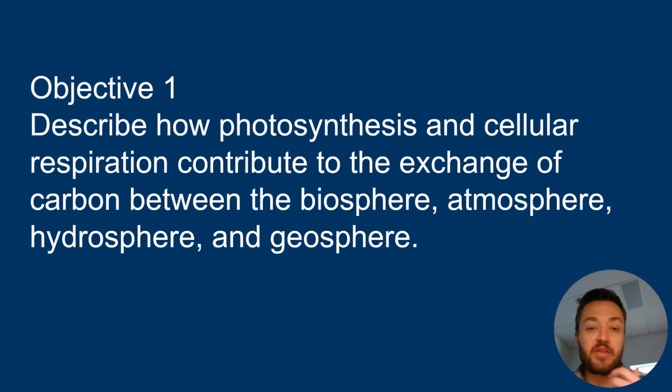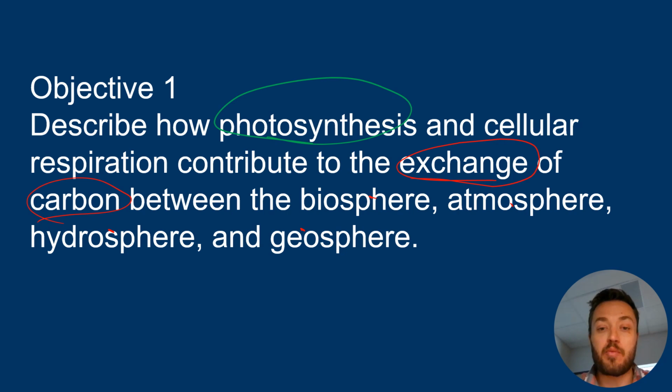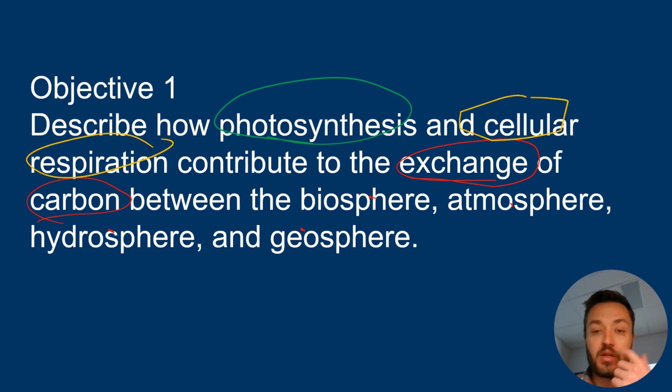So, objective 1 is describe how photosynthesis and cellular respiration contribute to the exchange of carbon between the biosphere, atmosphere, hydrosphere, and geosphere. Be aware that what we're really looking at here is this part, the exchange of carbon. That's what we're really concerned about. Biosphere, atmosphere, hydrosphere, and geosphere are just locations. And when we talk about cellular respiration and photosynthesis, we're just talking about processes. So let's dive in.